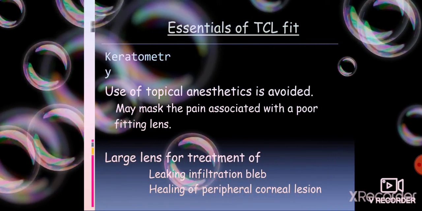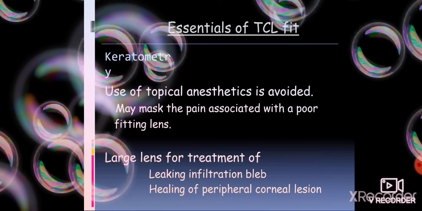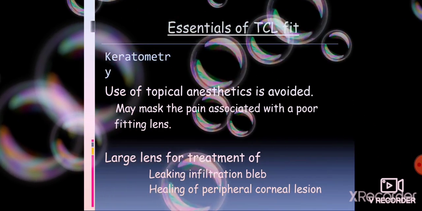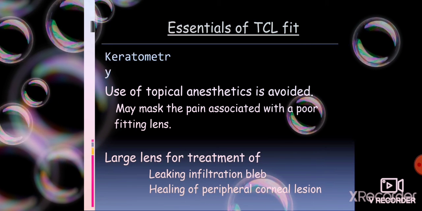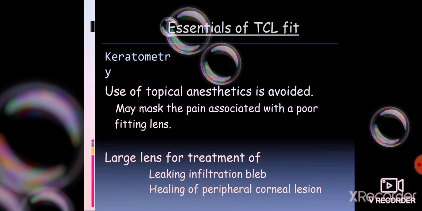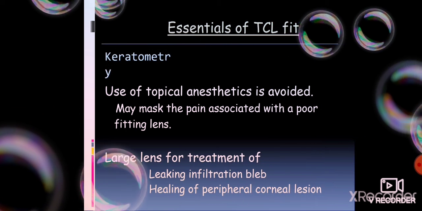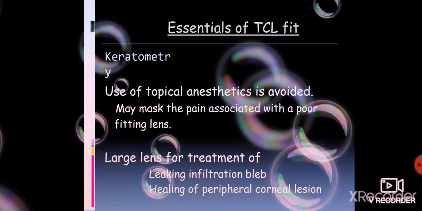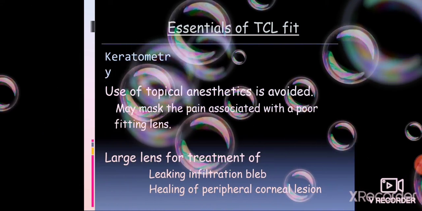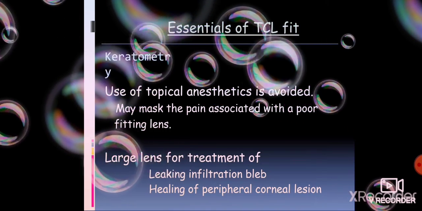Essentials of therapeutic contact lens fit: keratometry. Use of topical anesthesia is avoided, as it may mask the pain associated with a poorly fitting lens. Large lenses are used for treatment of a leaking filtration bleb. A leaking filtration bleb can occur in cases of glaucoma surgery. Another use is healing of peripheral corneal lesions.